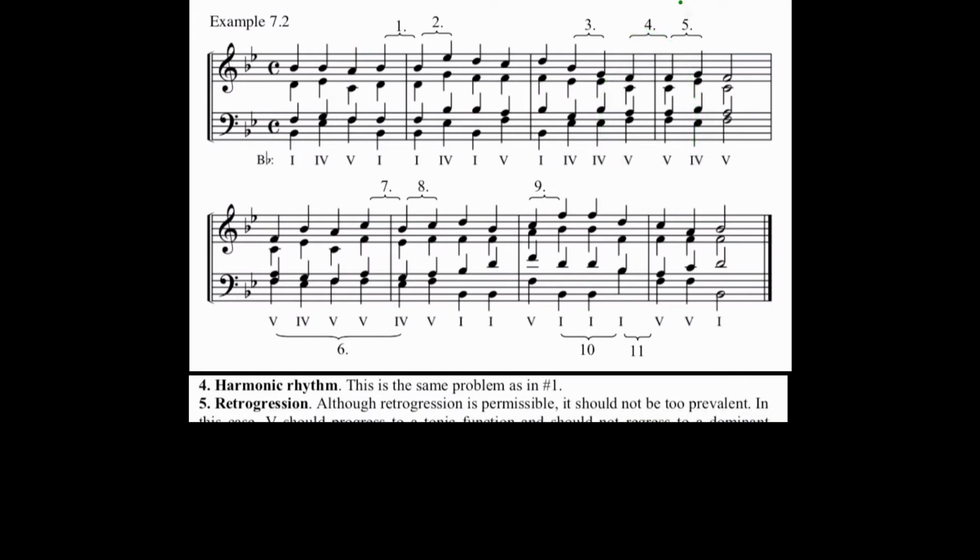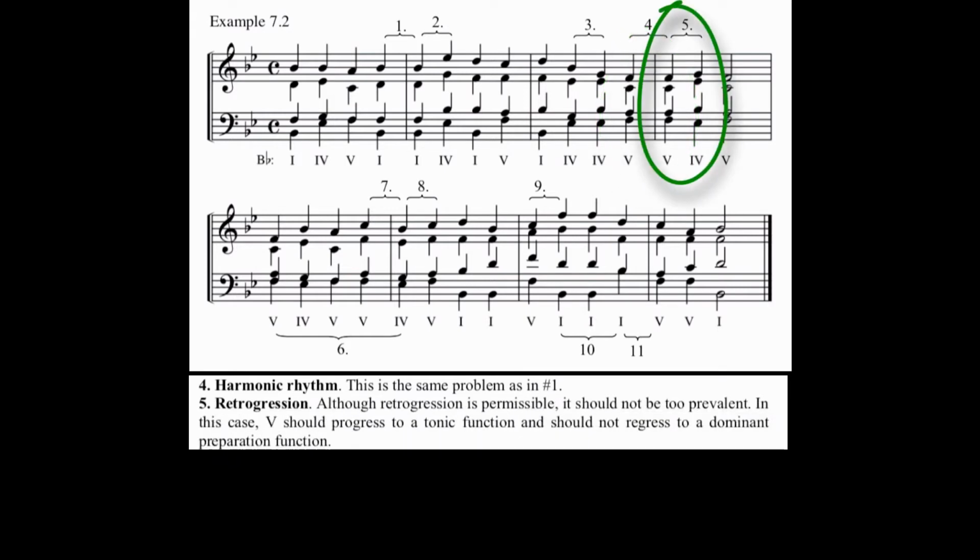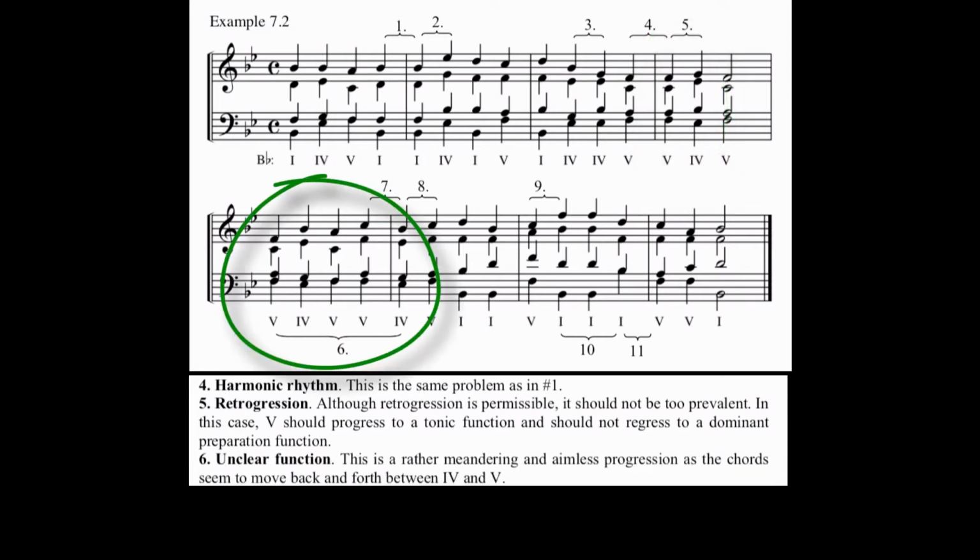5, retrogression. Now, retrogression is permissible, but it shouldn't really be too prevalent, so we should learn to be very sensitive to it. And in this case, a 5 chord should really progress to tonic and should not regress to a dominant preparation function. Remember that chart that we looked at where the chords are functioning and where they're going. 6, I would call this unclear function. It's rather meandering and aimless progression as the chords move back and forth between 4 and 5.